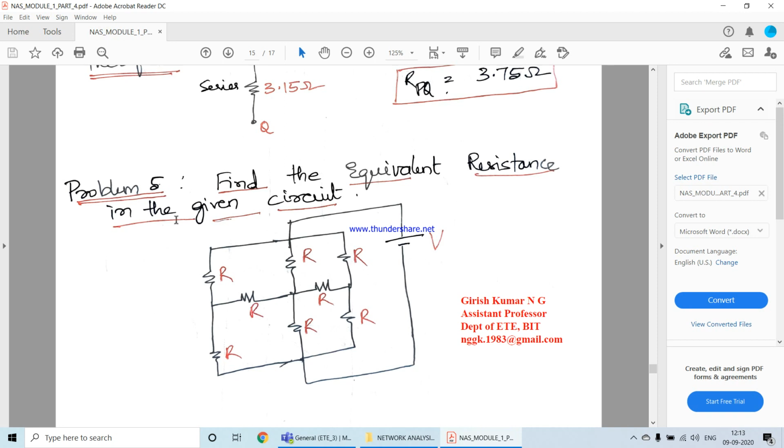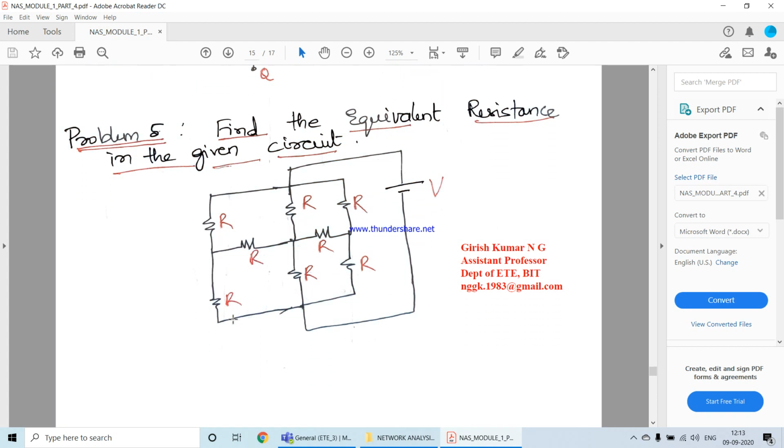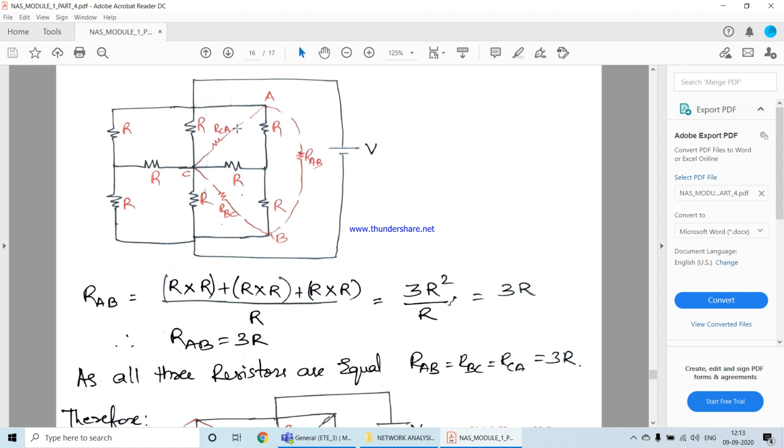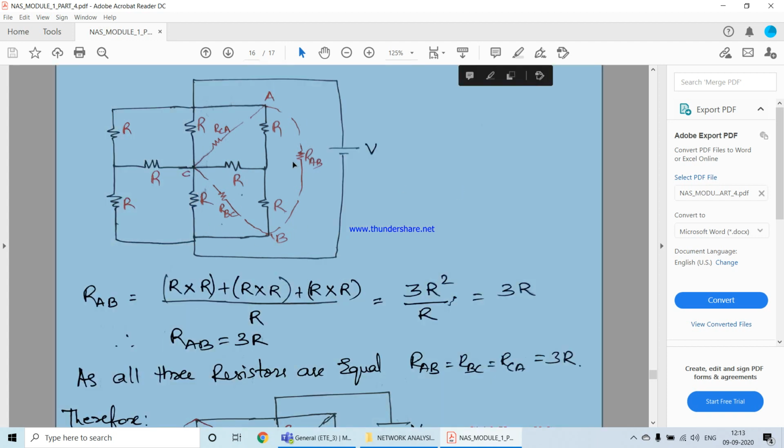If you clearly observe this problem 5, you can see these three are in star connection, and again these three are in star connection. So can we convert that star to delta now? That is the first step we do. In this diagram, this 3-star network is converted into this delta, written in red. Okay, how to do that?